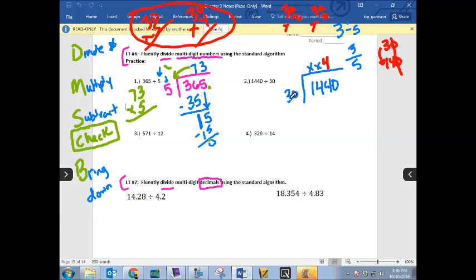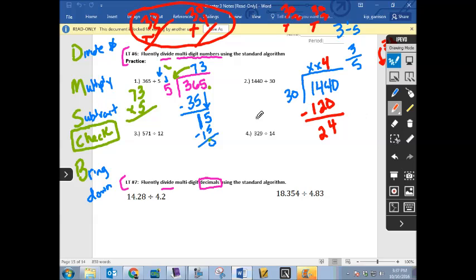Now we're going to multiply. 4 times 30, well, 4 times 3 is 12, and then I just add on that 0. That gives me 120. Okay, that's the multiply step. Now we're going on to subtract. When I subtract this, I'm going to get 24. Now we're on check. We're going to check to make sure that that number is smaller than that one. It is. So we're good. Check. Now we're going to bring down. We got something to bring down. We're going to bring down 240.